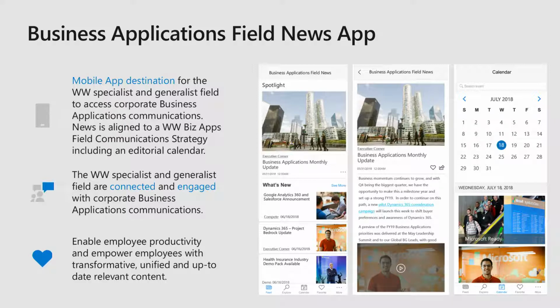As we see, we have the specialist and the generalist field who are connected and engaged with the business applications group, which is the product team, in terms of what's coming. We also publish most of the major events on this field news application, which means field sellers can go in and look at the major events happening in this domain. And lastly, as I said, we didn't want to spam users' inboxes or Teams channels by publishing every time there is an update. So this is the application used to keep the users up to date.